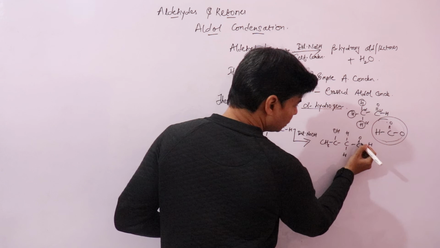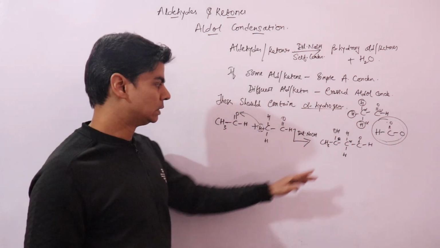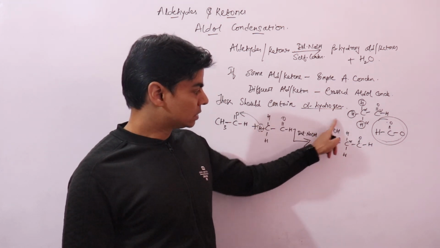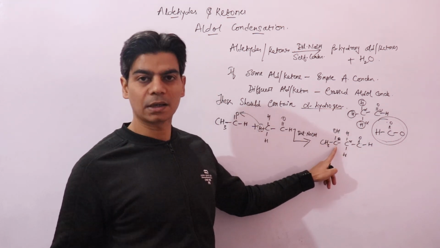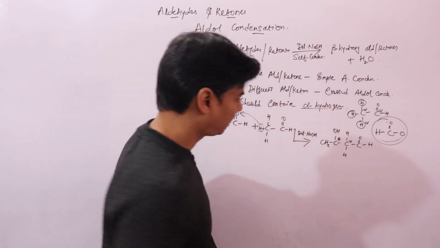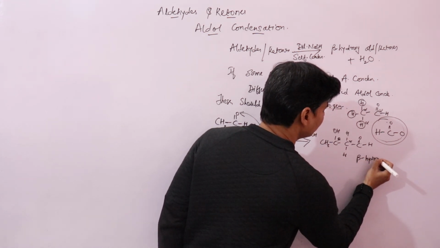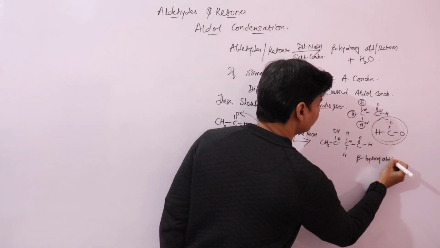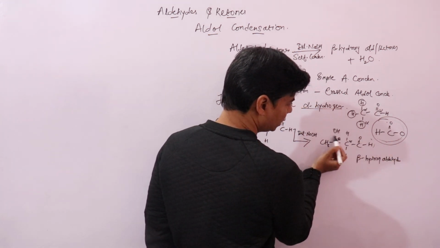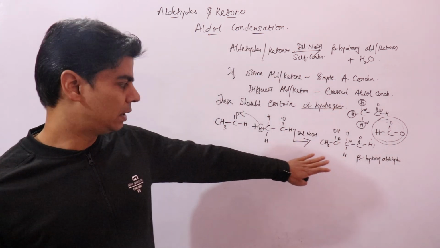Now this is your carbonyl carbon, this is your alpha carbon, this is your beta carbon. Since your OH group in the product is directly connected to your beta carbon, that is why we call it a beta hydroxyaldehyde, right? You have an aldehyde group here and a hydroxy group attached to the beta carbon atom, so this is your beta hydroxyaldehyde.